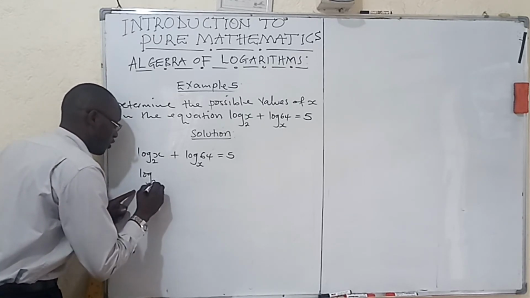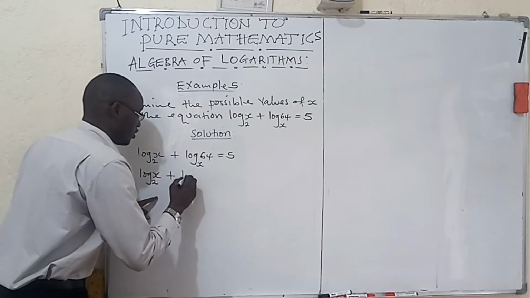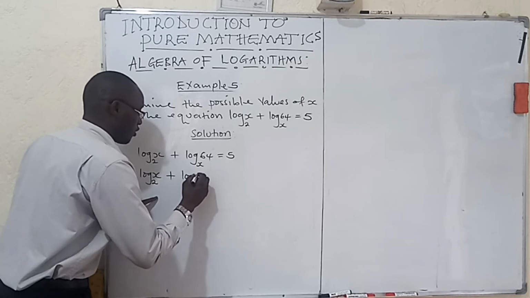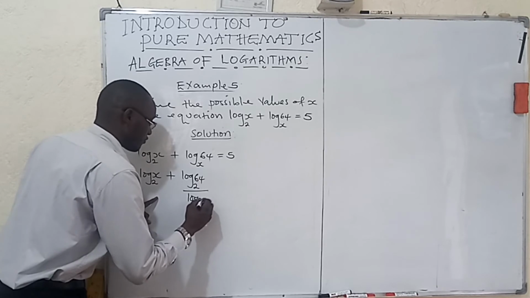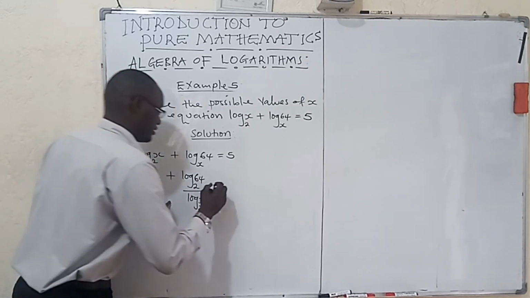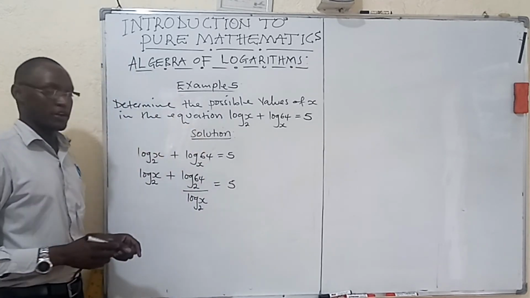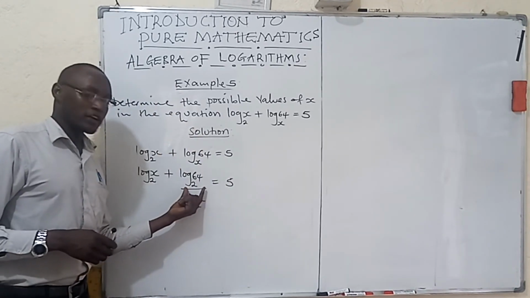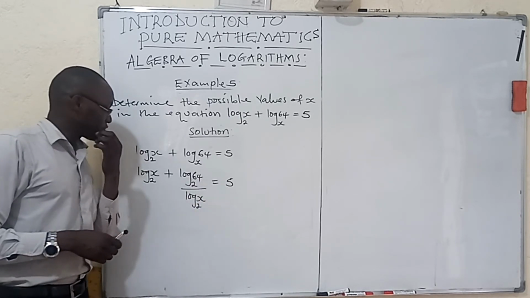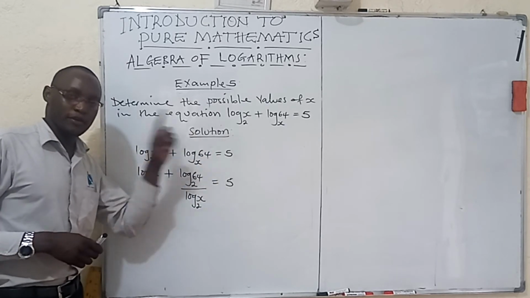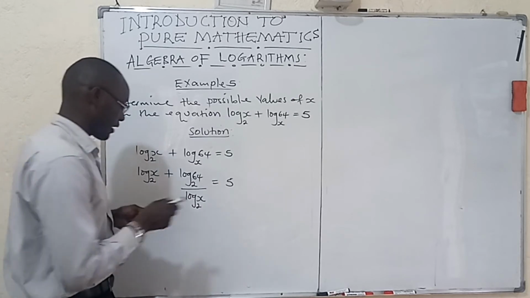So this is going to be log base 2 of x, which is already to base 2, plus log base 2 of 64, over log base 2 of x. This is going to be equivalent to 5. This is a very good start. When we prime factorize 64 to resemble 2, it is going to be 2 to a given power, and that power is going to be 6. You can use the ladder method to prime factorize.